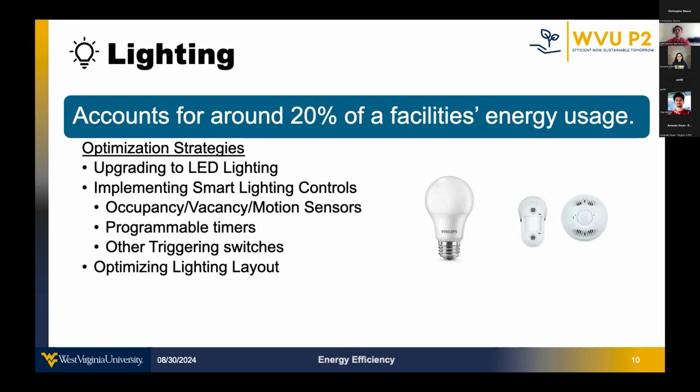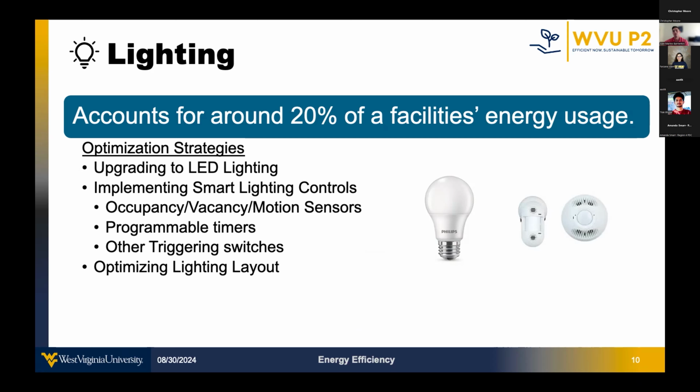So lighting accounts for around 20% of a facility's energy usage. Lighting has significantly low investment costs compared to other systems, which usually leads to shorter payback periods. And here are some of the most popular optimization strategies for finding lighting savings. So first, like I said, upgrading to LED lighting from traditional lighting is one of the most impactful changes that can be made, since LEDs are much more efficient, use up to 85% less energy, and last much longer than traditional bulbs. Then secondly, implementing smart lighting controls is crucial.